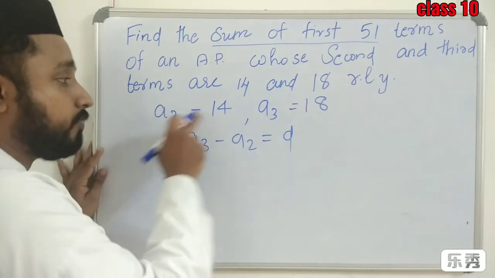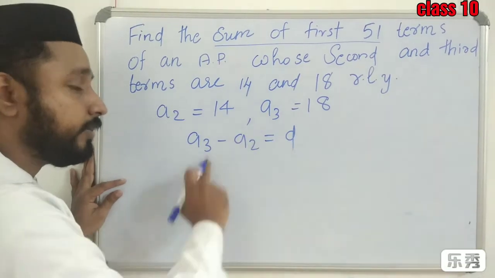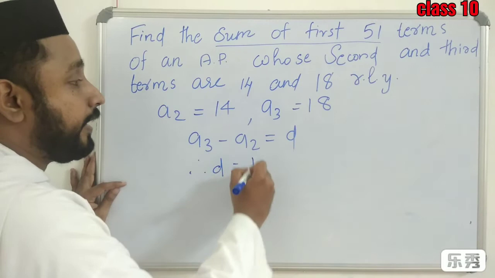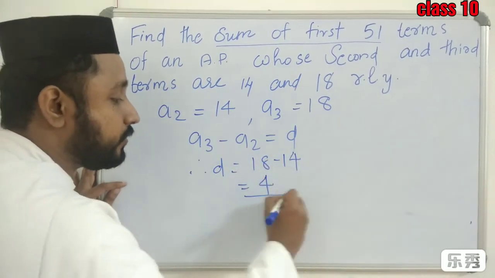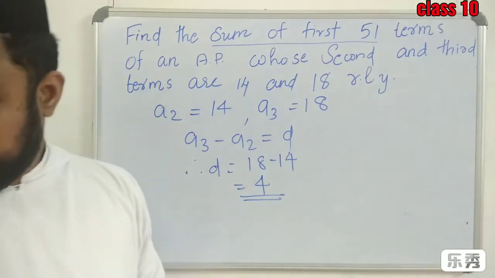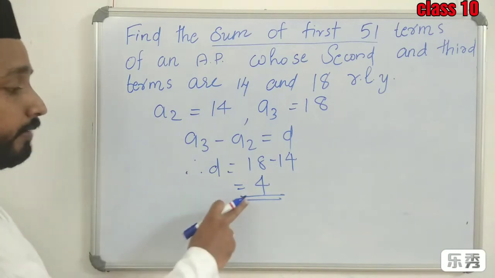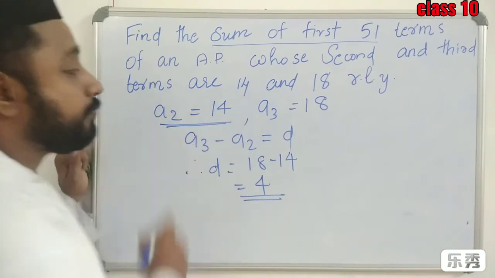Second term is 14 and third term is 18. Common difference D is equal to A3 minus A2. Therefore D is equal to 18 minus 14, which is equal to 4. So common difference D is equal to 4. Then what about the first term? We have D equal to 4 and A2 equal to 14.